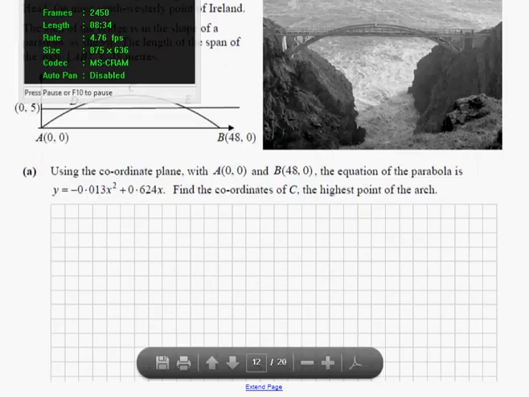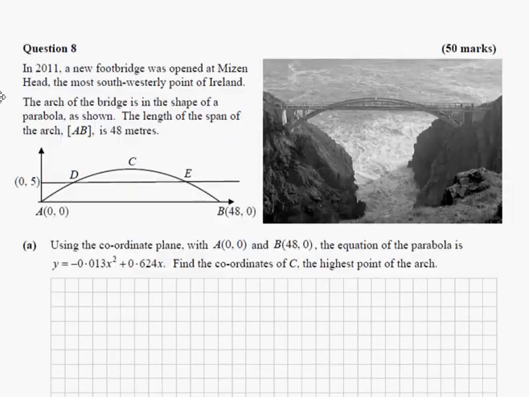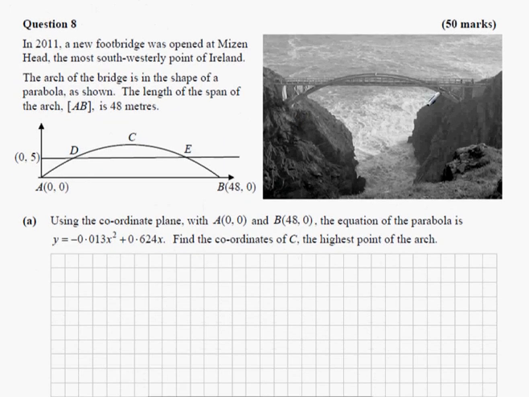Okay. Now this one here, guys, is in 2011 there's a bridge made. The bridge is based on a quadratic function. Quadratic function is n-shaped, therefore it has a negative x squared. We should all know this. Okay. Next thing, the arc of the bridge is in the shape of a parabola as shown. The length of the span of the arch is 48 meters. So you're talking about 48 meters from here to here.